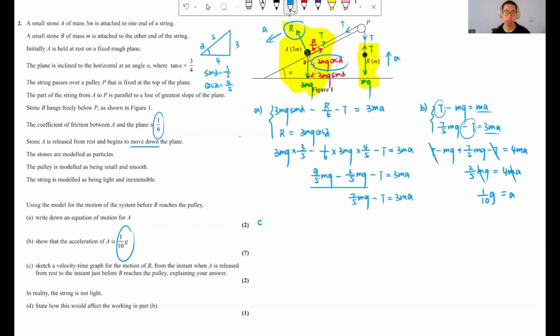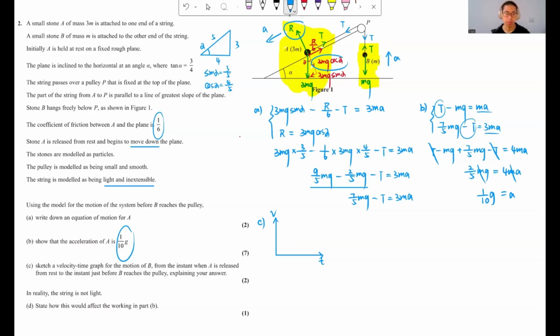And then part C is sketch a velocity time graph for the motion of B from the instant when A is released from rest to the instant just before B reaches the pulley. Explain your answer. So they want a velocity time graph. So then this would be V, and then the horizontal axis would be time t. Because it starts from rest. So because when A is released from rest, and then they are connected by light and inextensible string, that means they should have the same velocity. So if A starts from 0, B should start from 0.